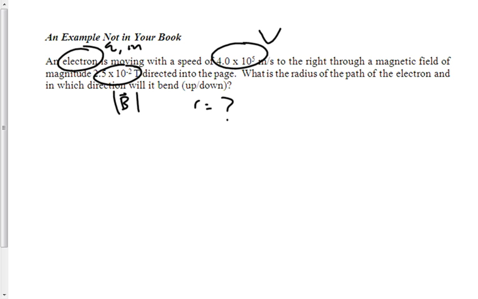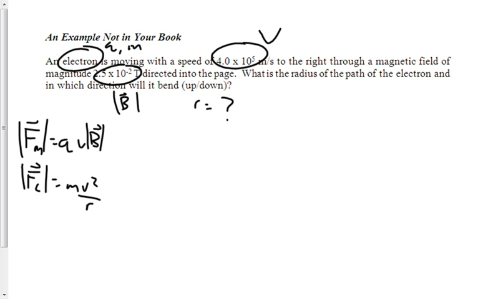We have two equations, remember. QVB. And now we have mv squared over r. Which one or ones would you like to use here? Both of them, yes. We're going to use both of them. Now, a lot of you are going to look at this and say, oh, we're looking for radius, so let's use this equation. Great, use this equation. But when you try to solve for r, you're going to realize you don't know what F is. So you know you're going to have to use the other equation to get F.